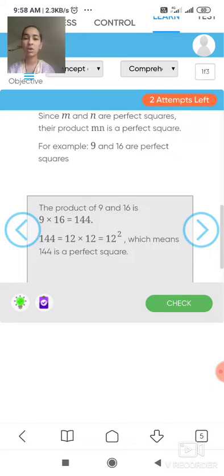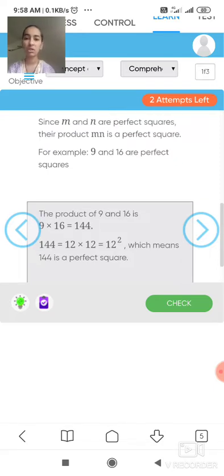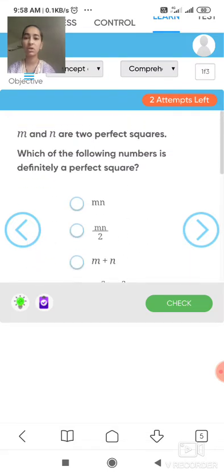This property we already learned while solving the example. If 2 numbers are perfect squares, then their product is also a perfect square. So the first option is the correct one. That means if m and n are perfect squares, then their product is also a perfect square. Remember this property when you are solving the example.